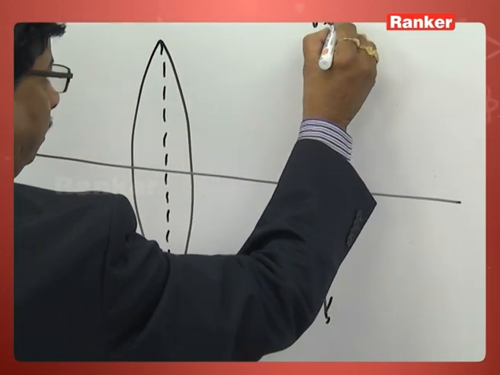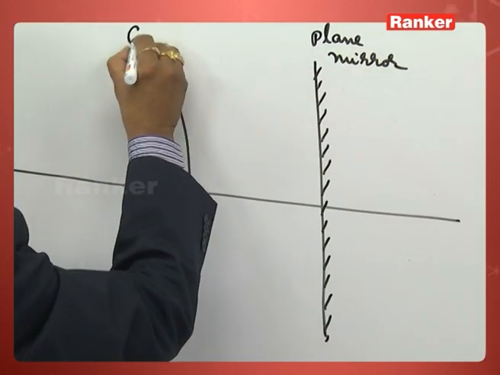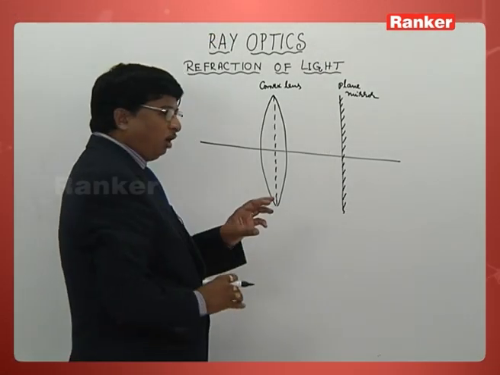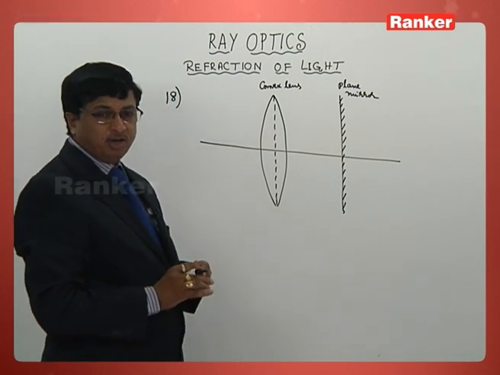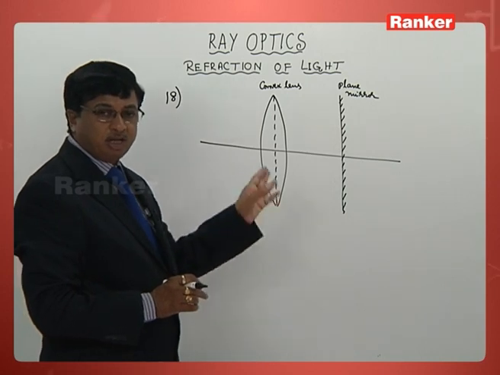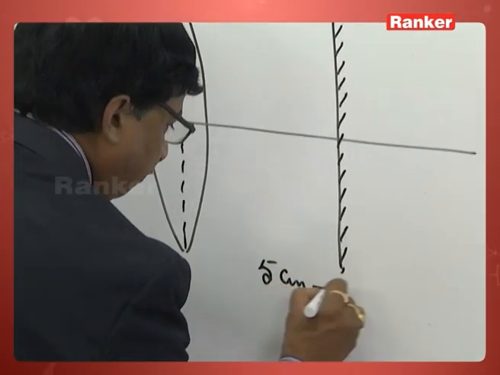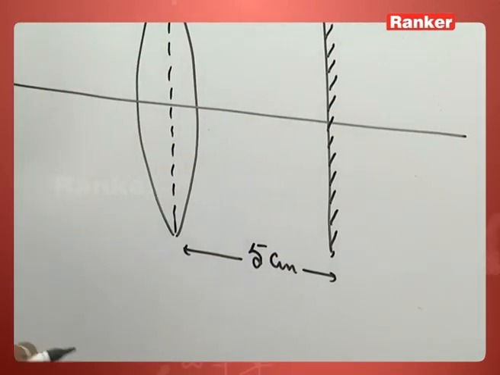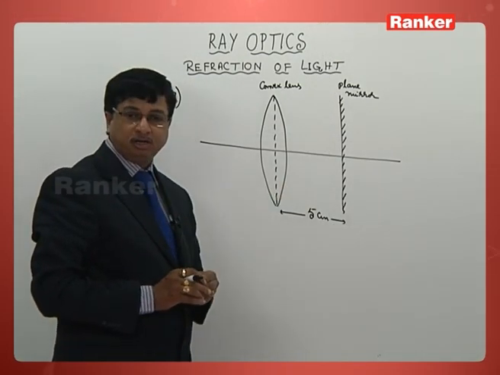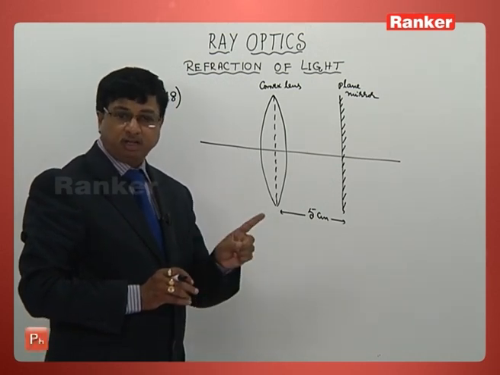So this one is the plane mirror and this one is the convex lens. What are the specifications he has given? You identify first. The distance between the convex lens and the plane mirror is 5 centimeter. It is now given 5 centimeter like this. After reflection from the plane mirror, the final image is formed at the optic center of the lens.